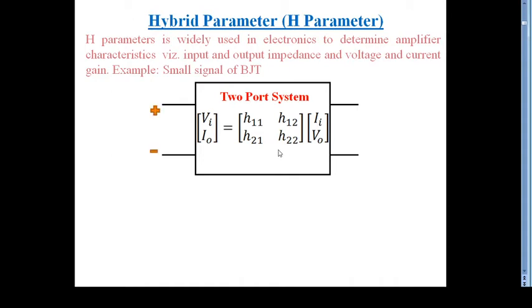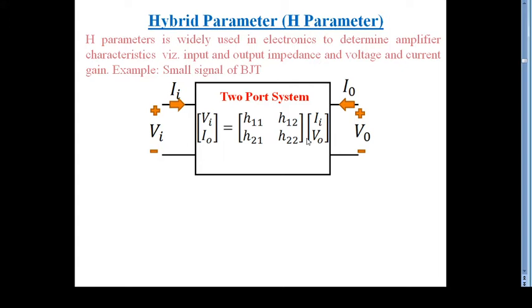We take the input voltage here, then this is our input current, and then the output voltage and output current. These characteristics can be expressed in this matrix form: input voltage, output current, input current, output voltage. It is a very famous two-port system, so we have to know this H parameter. Through the H parameter we can model the entire amplifier characteristics: input impedance, output impedance, current gain and voltage gain.